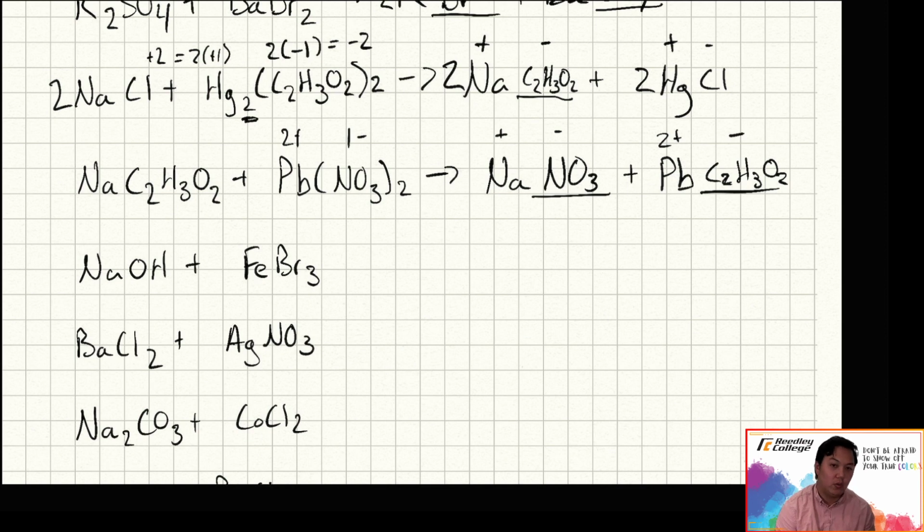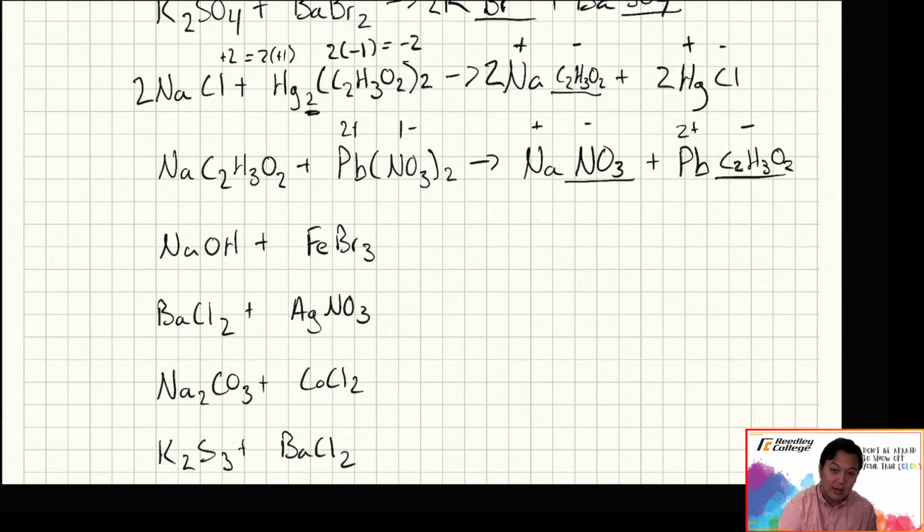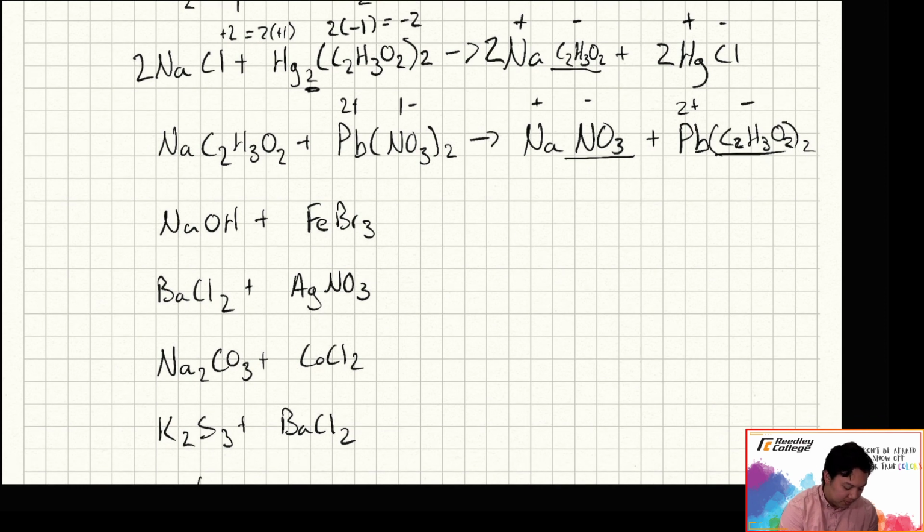And now we just look to check where our charges aren't balanced. So sodium and nitrate, that's a plus 1 and a minus 1. So those are balanced. Lead has a 2 plus charge, and acetate has a 1 minus charge. So we just add a subscript to the acetate to balance those charges. Yeah, simple as that. Not so bad.